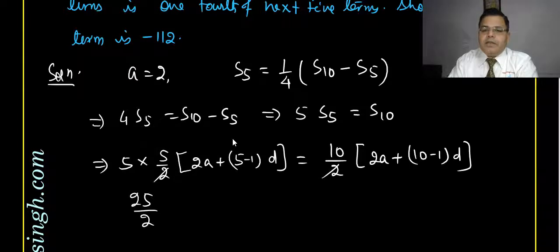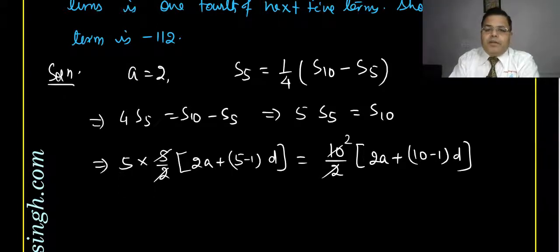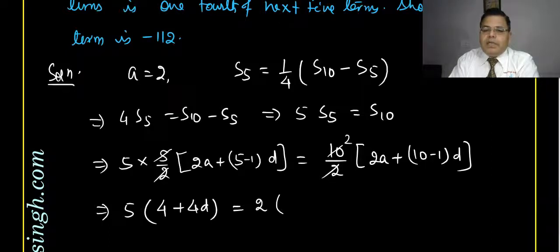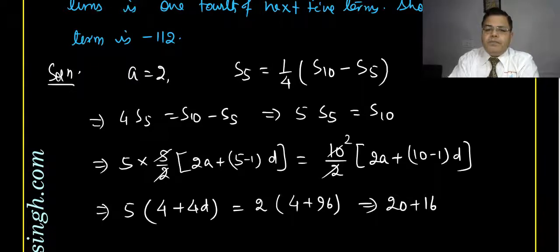The 2 cancels out. We can cancel 5 with 10, that is possible, and let's make it simpler. Now a is given as 2. So 5 times (2 into 2 is 4, plus 4d) is equal to 10 times... that is 2 times (2 into 2 is 4 plus 9d). And that will come up here: 5 times 4 is 20, plus 20d.